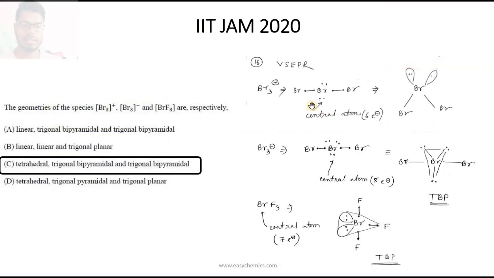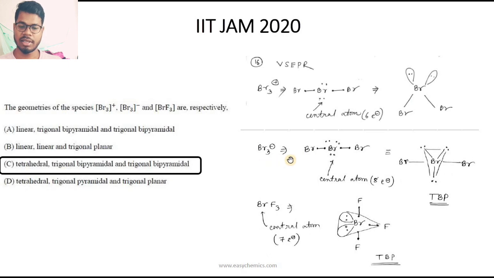Then this is a VSEPR theory problem. In Br3 plus, the plus means one less electron on the central atom. Bromine has 7 electrons, and with a 1 plus charge, 6 electrons will be there. Bonding is like that, which means 2 lone pairs will be present. Since they are asking for geometries, it will be a tetrahedral like shape.